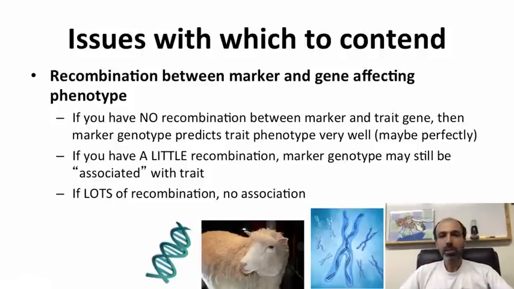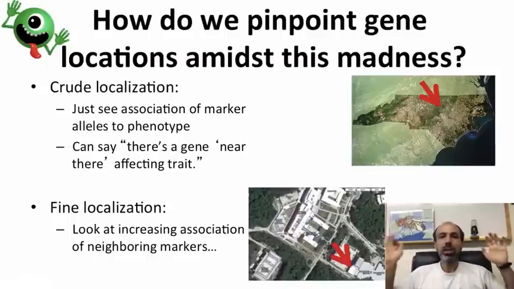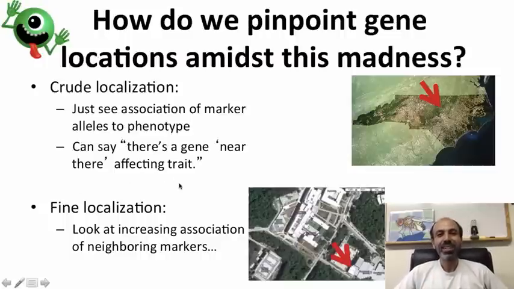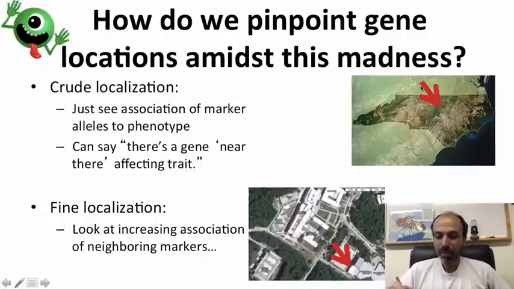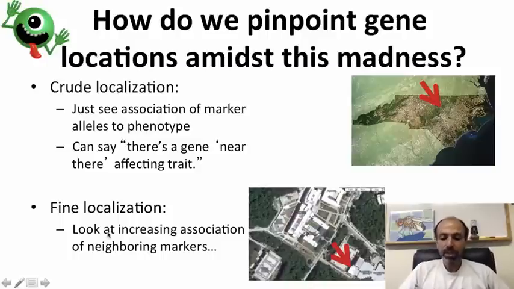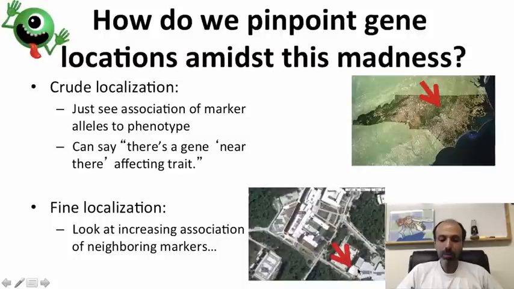Now, let me ask you this question. How do we pinpoint gene locations in the middle of all this madness? Well, at a very crude level, we can just look for associations between marker alleles and phenotype, and we can say that there is a gene near there affecting that trait. That's not particularly satisfying. That would be like, you're trying to find somebody who's missing, and you pinpoint them like this: they are in this area of the state of North Carolina. Well, that's not very helpful. What we really want is fine localization. In this case, we want to be able to point at a particular spot in the genome, or using this example, a spot on a map, and say this person is in this building here.